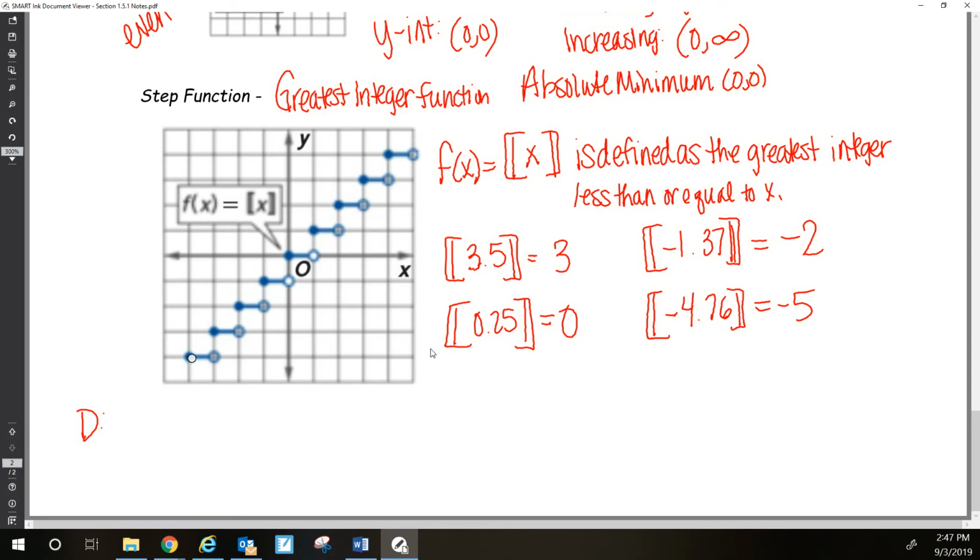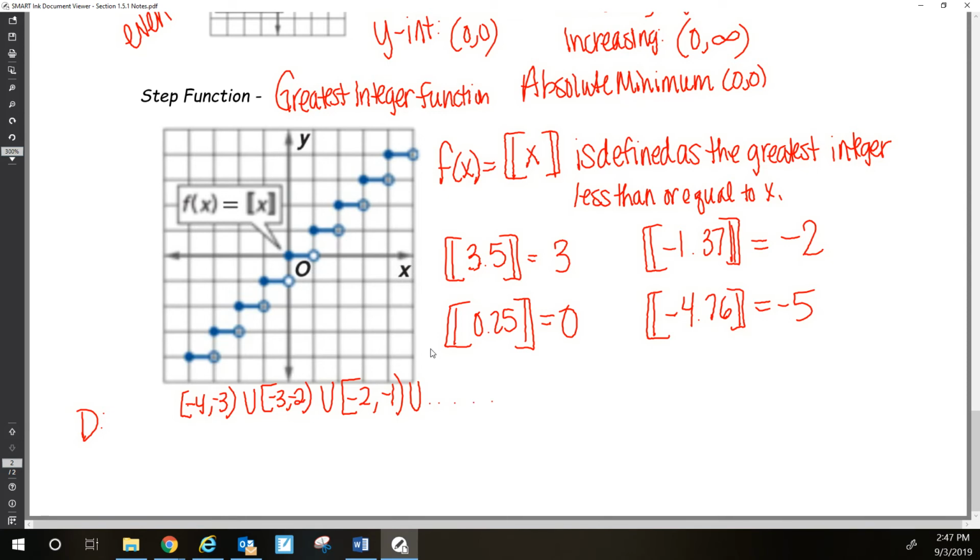The domain, like from here to here, would be, say, what is that? 1, 2, 3, 4. Negative 4 to negative 3, but not including negative 3. Union, negative 3 up to, but not including, negative 2. Union, negative 2 all the way up to negative 1, not including negative 1.